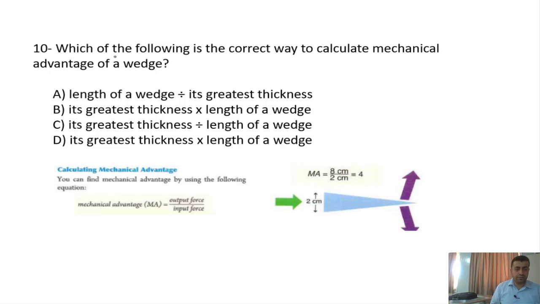Question 10. Which of the following is the correct way to calculate mechanical advantage of this? This is an example of it. As you see, the shortest side is 2, and there is another side here, it is going to be 8. So longest side over shortest side, according to that, it will be A.